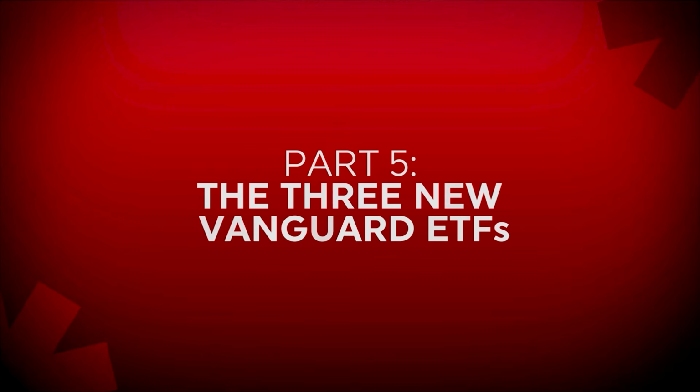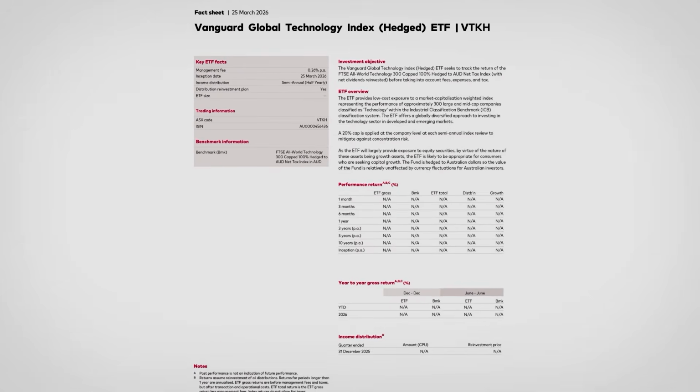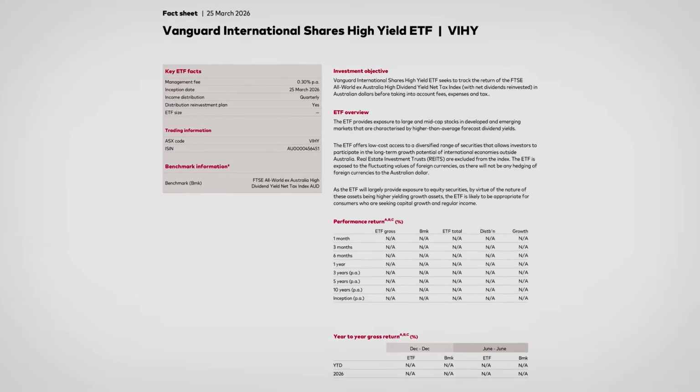The 3 new Vanguard ETFs. On 25th of March 2026, Vanguard launched 3 new ASX ETFs, VTech, VTKH, and VIHY. That matters because Vanguard in Australia is mostly focused on broad, low-cost market exposure. These new funds show it's starting to offer more targeted global tilts locally as well.